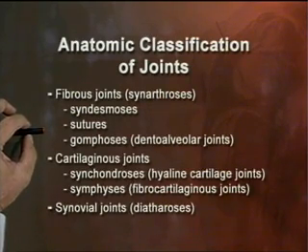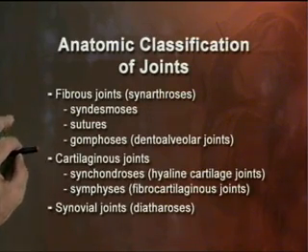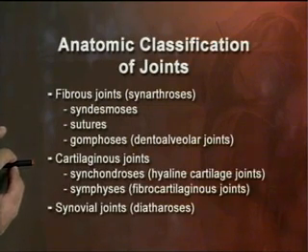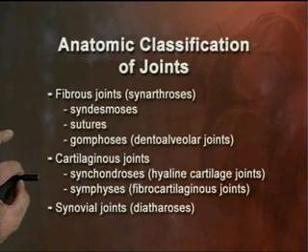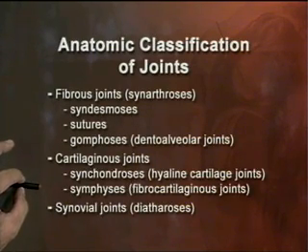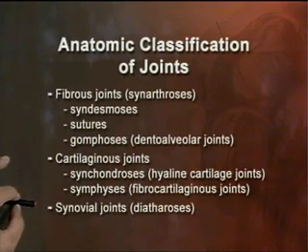Gomphosis is not a particularly familiar word to a lot of people. Cartilaginous joints have two subdivisions, based on whether we're talking about joints where the uniting connective tissue is hyaline cartilage, or symphyses, where it's fibrocartilage.